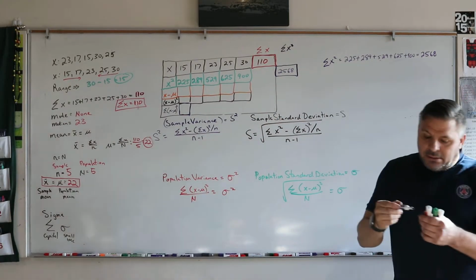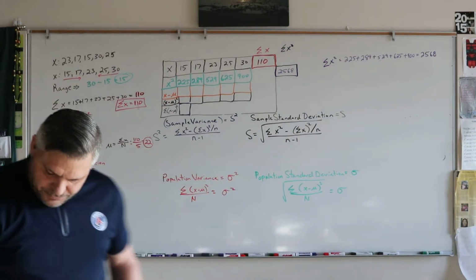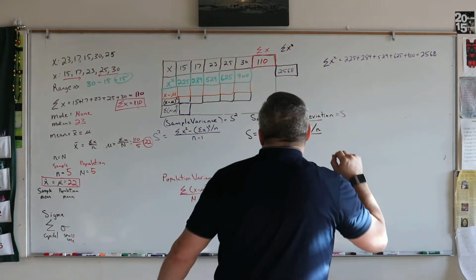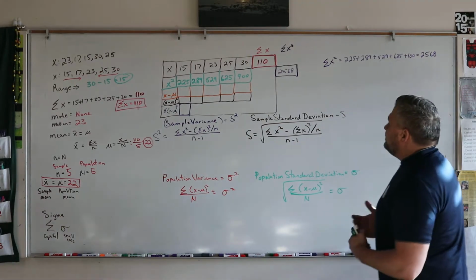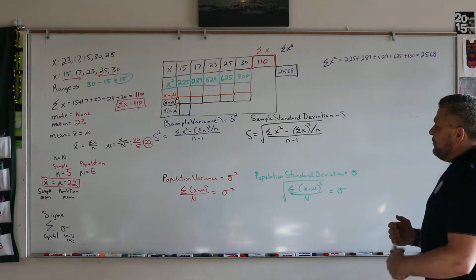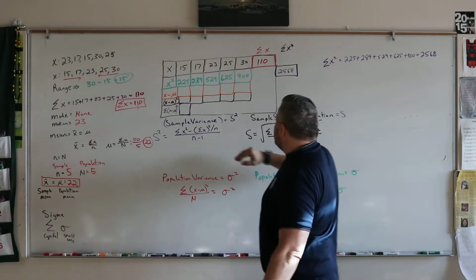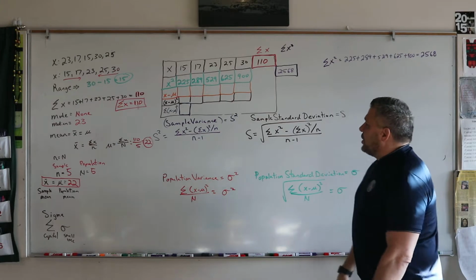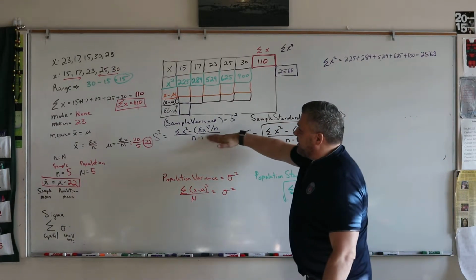Okay? So 2568. We're on it. Alright? So next step. Now we're going to start talking about sample variance versus sample standard deviation. So we're going to start using what we found inside of it.